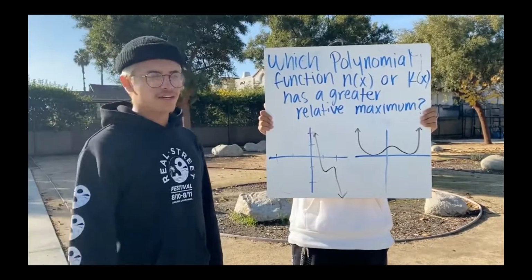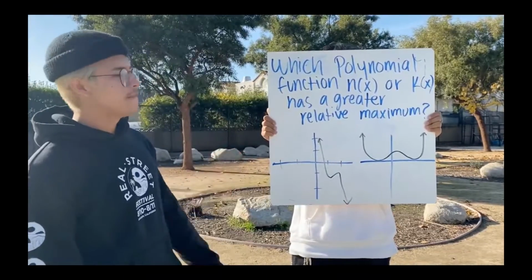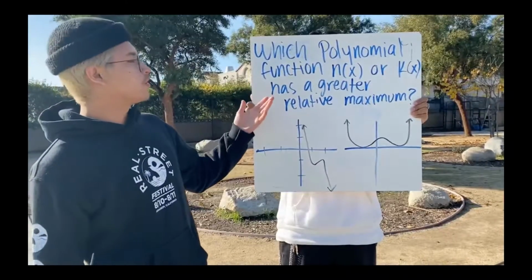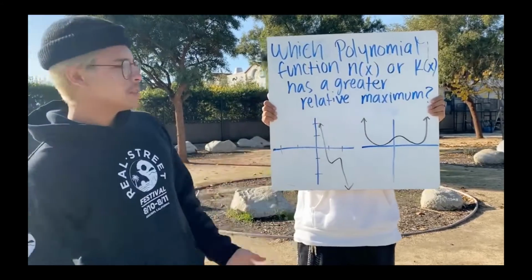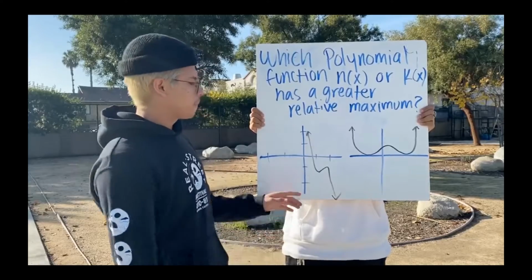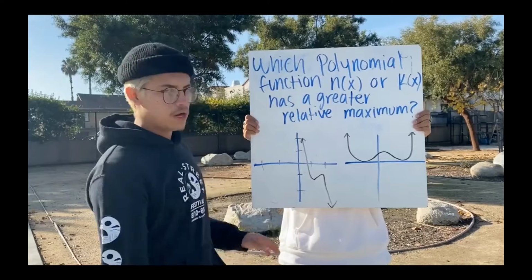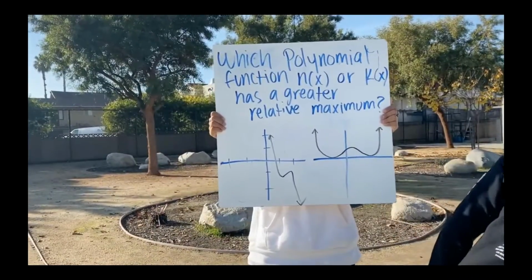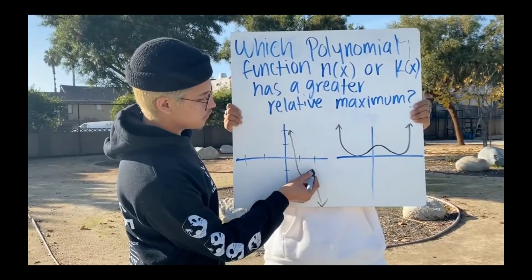Hello classmates. Today we're going to explain the answer for problem number 13a. The question was which polynomial function, n of x or k of x, has a greater relative maximum. At the beginning we graphed a function that had 2, 4, 2, 4. And this relative maximum, I'm going to explain a little bit better for you guys. Here will be the relative maximum of this one.